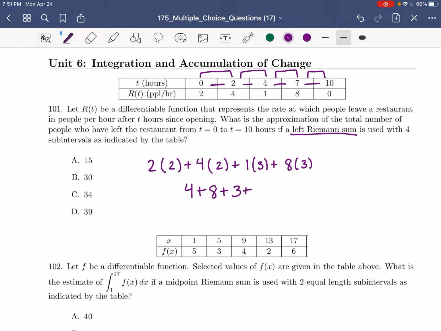So 4 plus 8 plus 3 plus 24. If you add all of those together, you should get 39, which is D. I don't know why that took me so long.